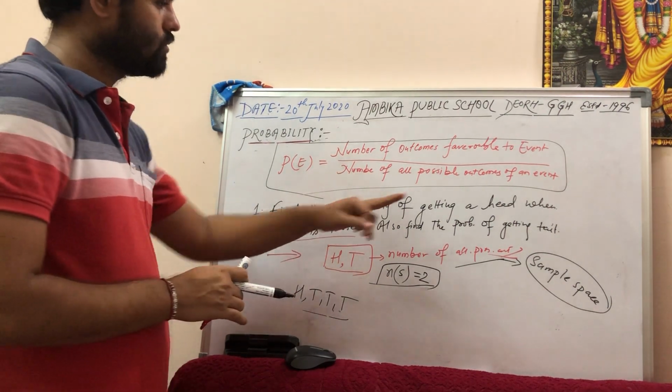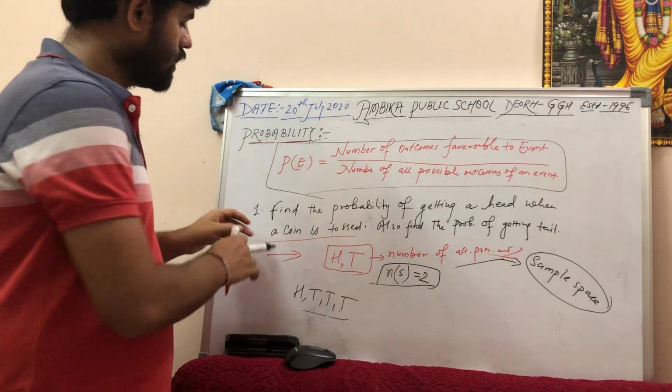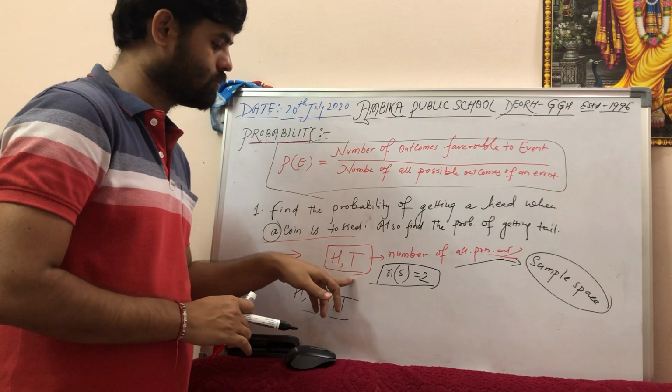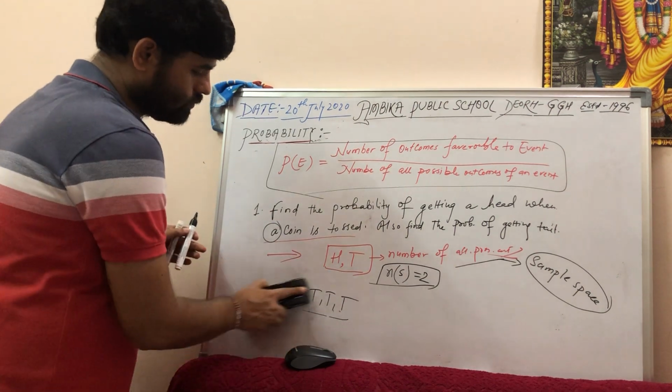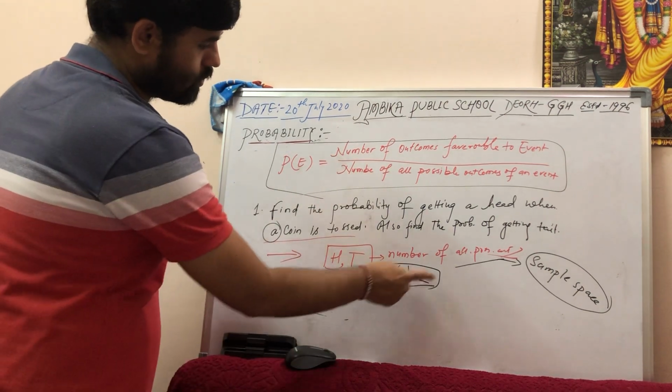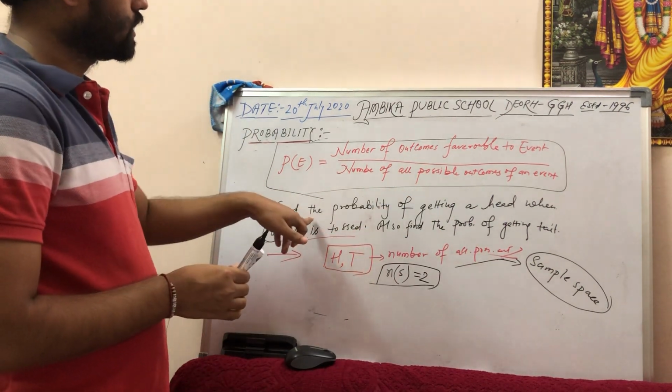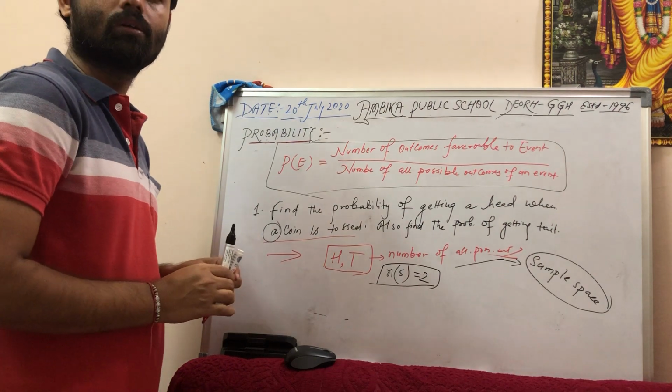But the question is, when a single coin is tossed, that means either head is possible or tail is possible, right? So the number of sample space, or number of possible outcomes, equals 2. Now what is the question? Find the probability of getting a head.